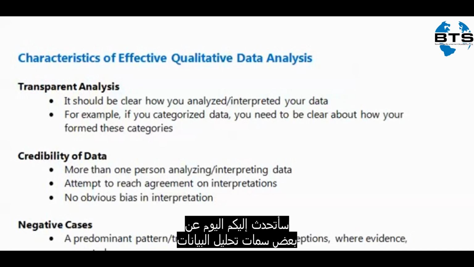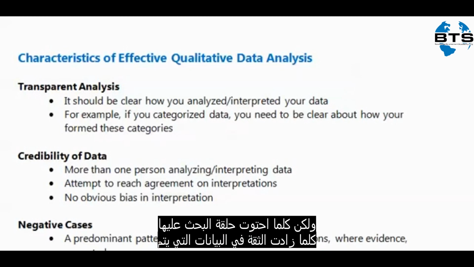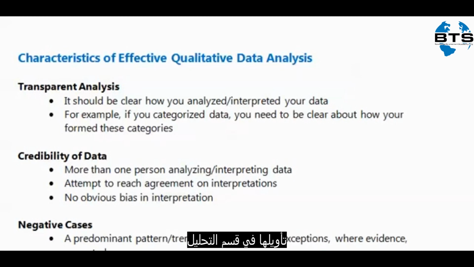I'm going to go over some of the characteristics of effective qualitative data analysis. Now, all these characteristics don't necessarily need to be present in a paper, but the more of them that are included, the more we have confidence in the actual data reported and the analysis interpretation.